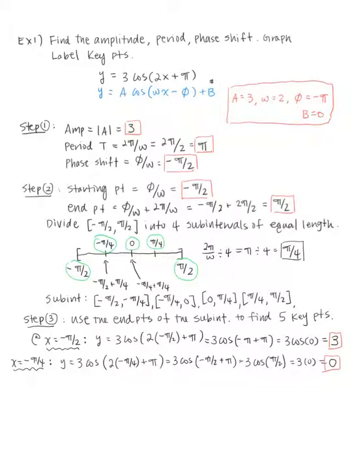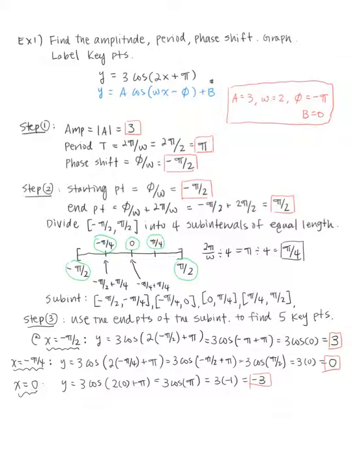Now let's go with x equals 0. So our y equals 3 cosine of 2 times 0 plus pi. So this is just 3 times cosine of pi. Cosine of pi is negative 1, so it's going to be negative 3.